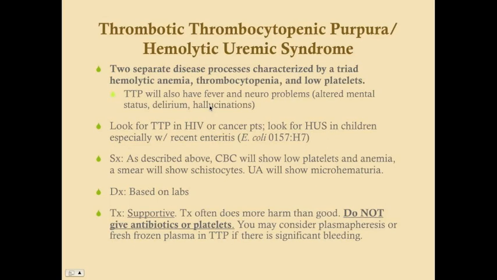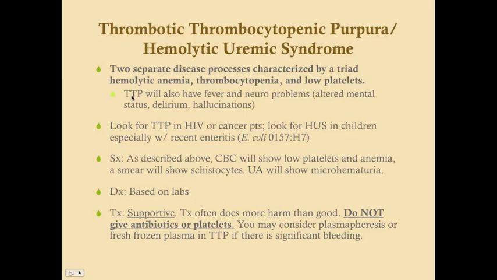So thrombotic thrombocytopenic purpura and hemolytic uremic syndrome, these are actually two separate disease processes, but they're characterized by the same triad, and that triad is hemolytic anemia, thrombocytopenia, and low platelets. Actually, that's the same thing. What I should say is uremia. So hemolytic anemia, uremia, and low platelets. Sorry about that. I always seem to make a mistake on all these. Okay, so hemolytic anemia, uremia, and low platelets.